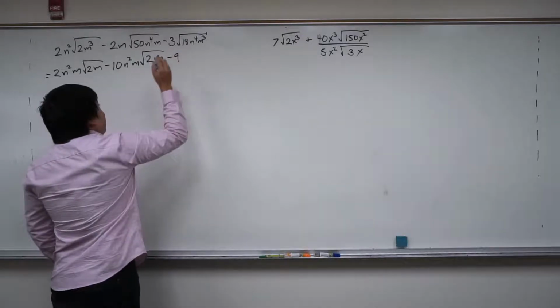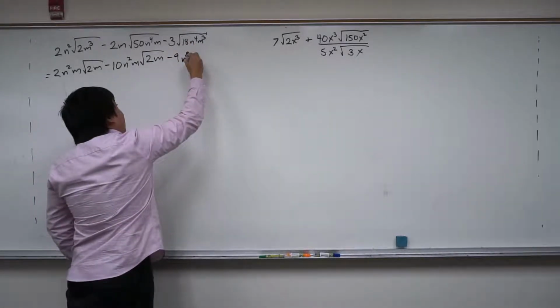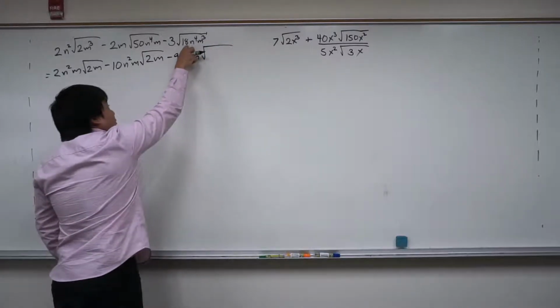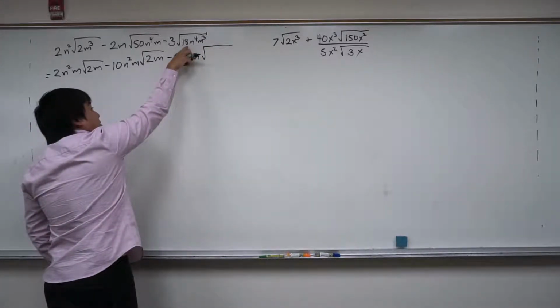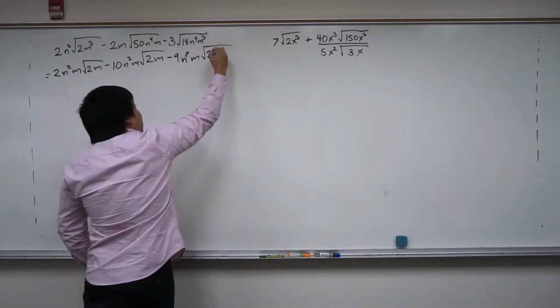So this is minus 9. I can pull out n squared, and then 1m. So what was left over from here, I was 9 times 2, so there's only a 2 left. This one got pulled out, and I'm only left with a single m.